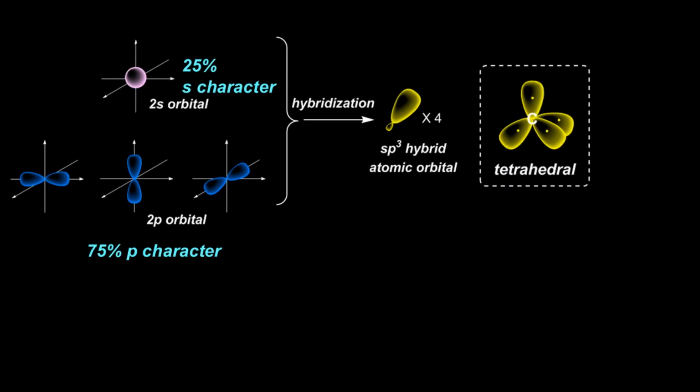These new sp3 hybrid orbitals are made up of 1 part s character, that's about 25%, and 3 parts p character, which makes up the remaining 75%.